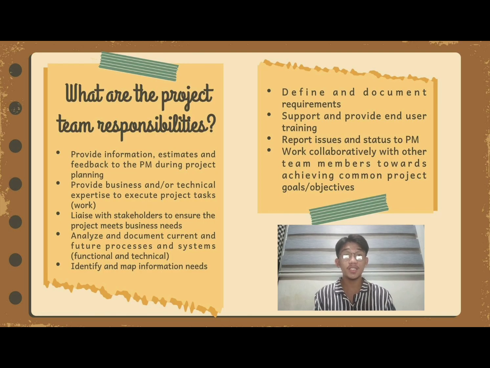What are the project team responsibilities? Number 1. Provide information, estimates, and feedback to the PM during project planning. Number 2. Provide business and/or technical expertise to execute project tasks. Number 3. Liaise with stakeholders to ensure the project meets business needs. Number 4. Analyze and document current and future processes and systems. Number 5. Identify and map information needs.